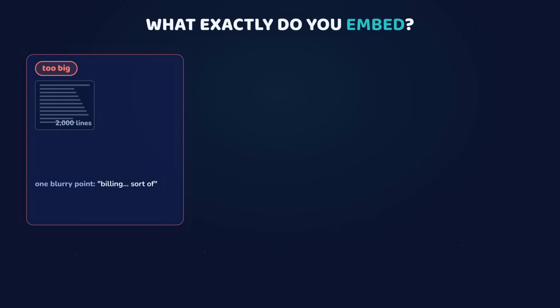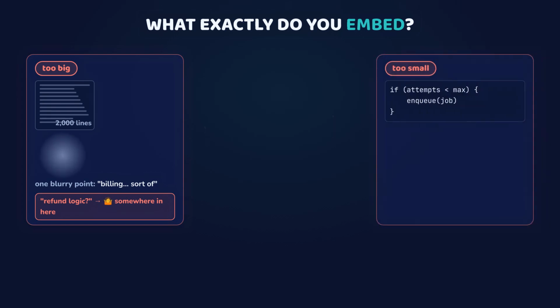Embed a whole 2000-line billing file, and you get one blurry point that means billing, sort of. Search refund logic, and the system shrugs. It's somewhere in these 2000 lines. Embed 3 lines, and the point means nothing at all.